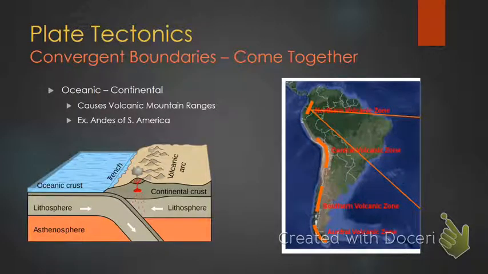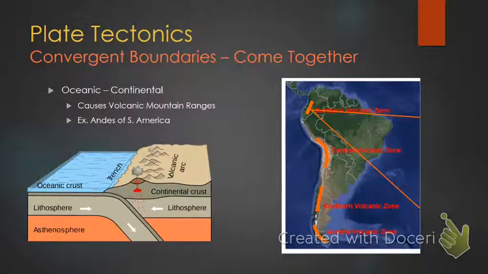Okay, so this is the first type of convergent plate boundary, one in which oceanic and continental plates collide with one another. Oceanic crust is denser than continental crust, so it goes below the continental crust as they're being forced together. As it goes deeper, it gets hotter and starts to melt, and that magma can rise up through the continental crust and erupt out of the mountain range, creating a volcanic mountain range.